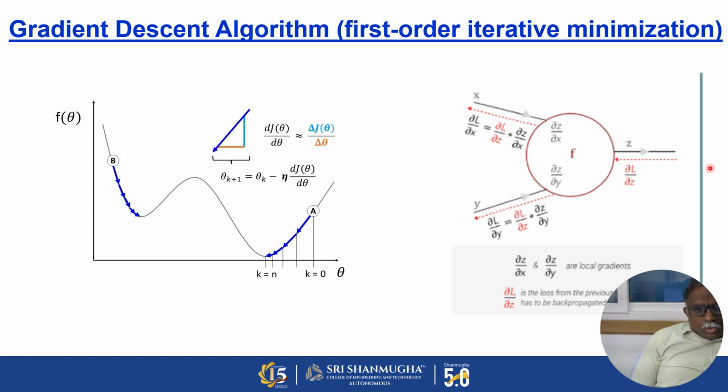So how is this partial derivative calculated? It is calculated based on the chain rule. If this is a neuron, and this is the error function, and the output function is there, the error function is dou L by dou Z. If we want to find the loss with respect to x, we can calculate it by dou L by dou Z and dou Z by dou X. The dou Z by dou X is the local gradient, and this comes from the previous layer. So this is the way it works. This is the way we update the weights in the neural network.